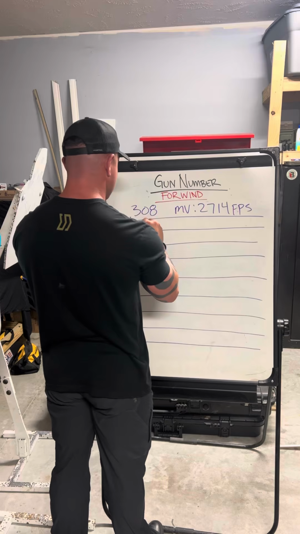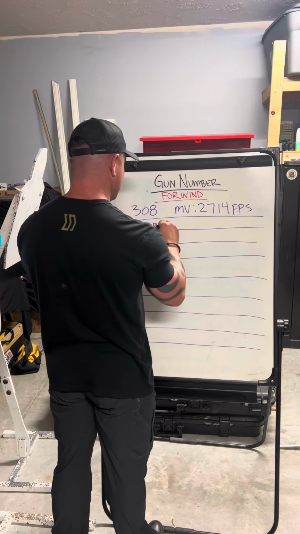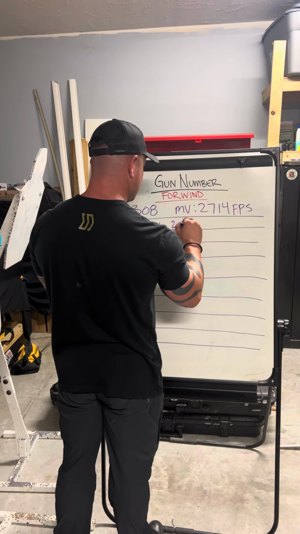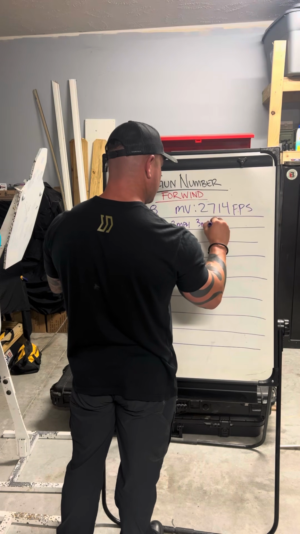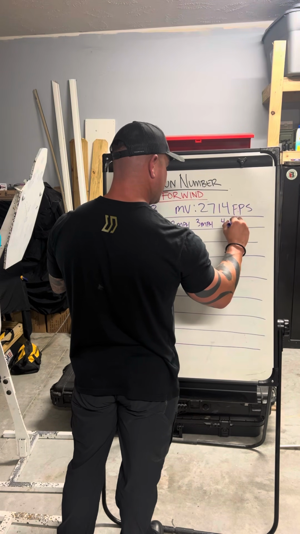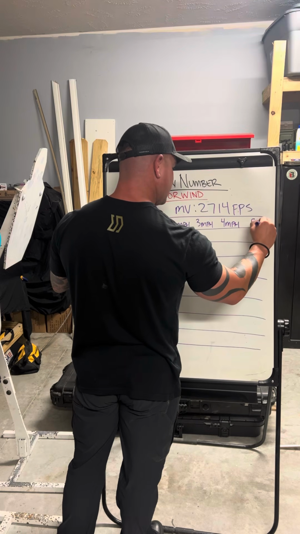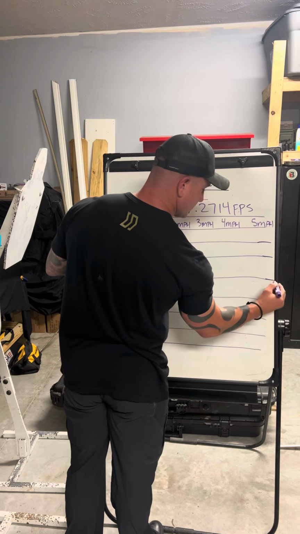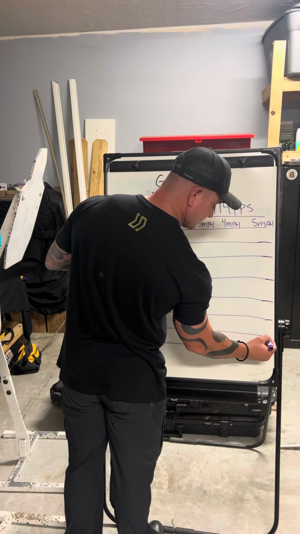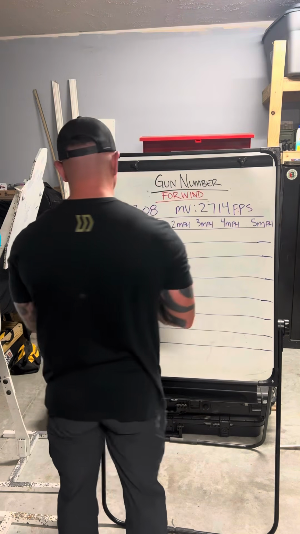So I'm going to start at 1, we'll move to 2, and then 3, and then 4, and then 5 miles per hour. Clean these lines up all the way to the end. There we go.